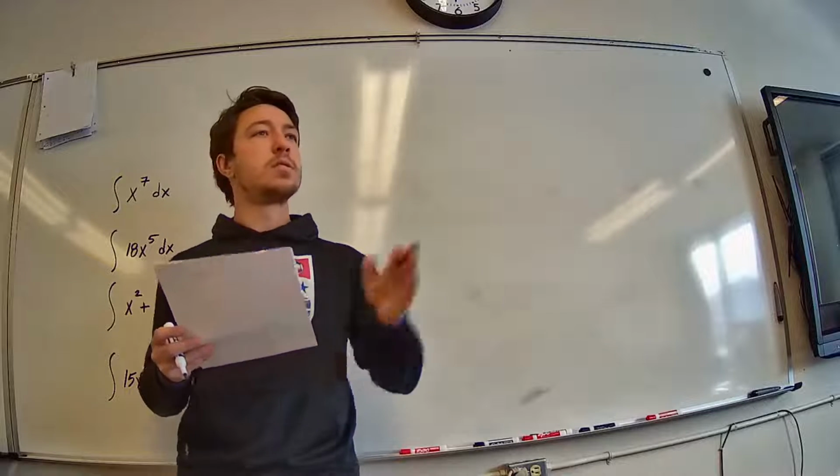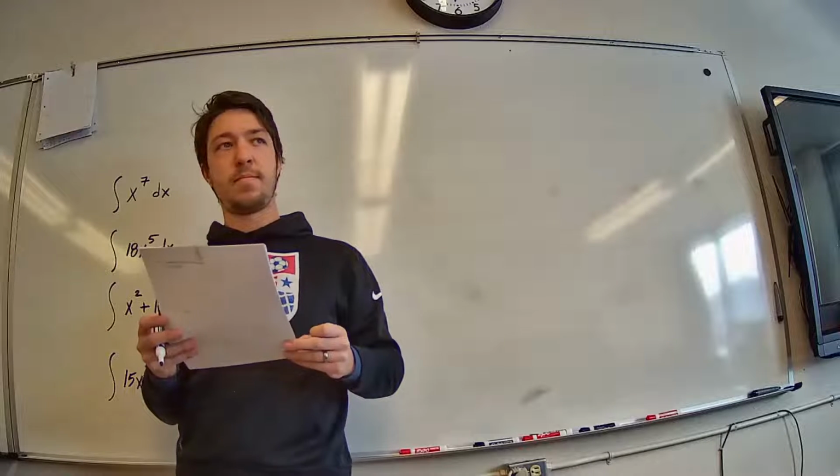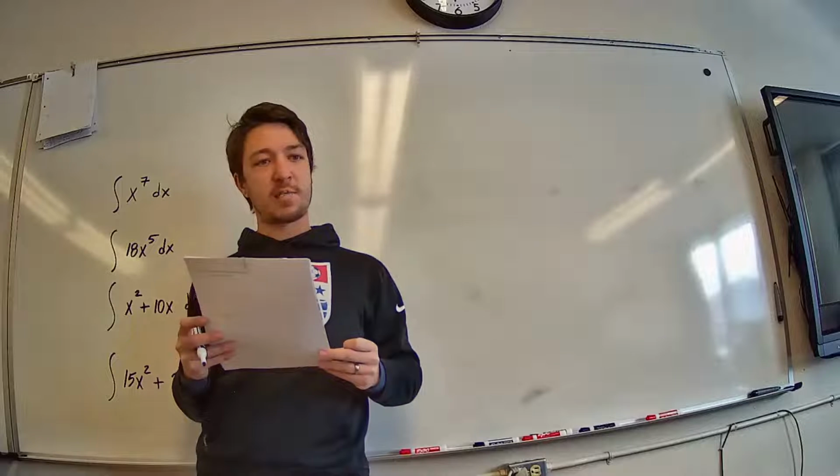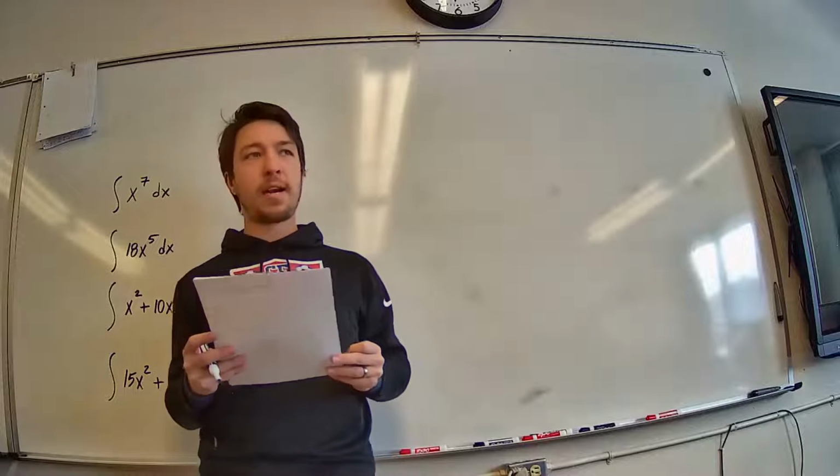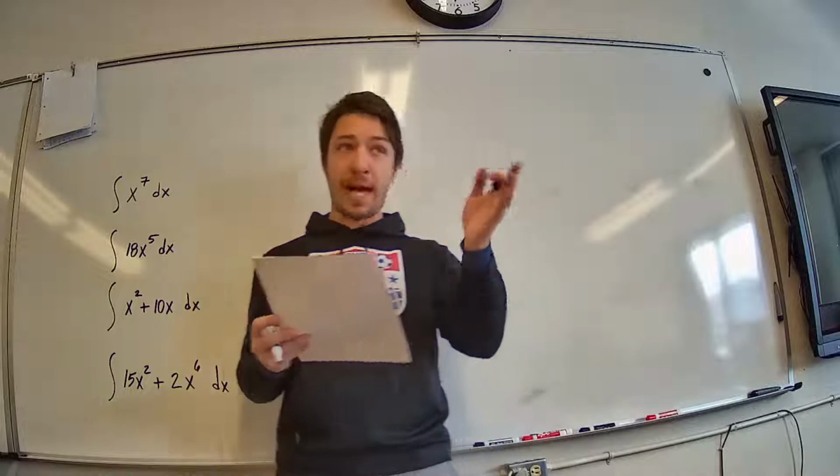What's the answer to D? Anyone? Alyssa? Very good. -1 over x plus C. Okay. That one, it might not be clear where the division is happening, but it's happening.